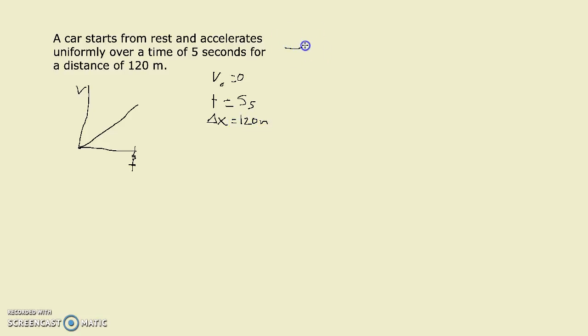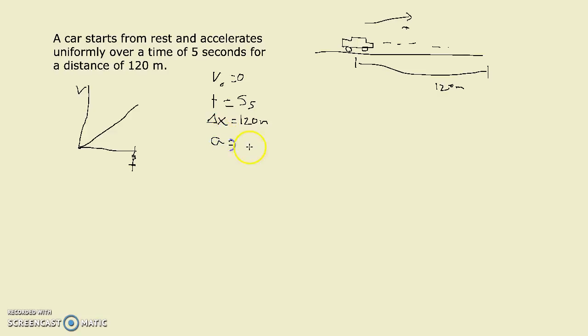If this is like a little track for the car, we've got this super fast car right here. This way will be positive, and it's going to just kind of truck along here for 120 meters. Okay, so there are missing values here. We can find acceleration and final velocity.